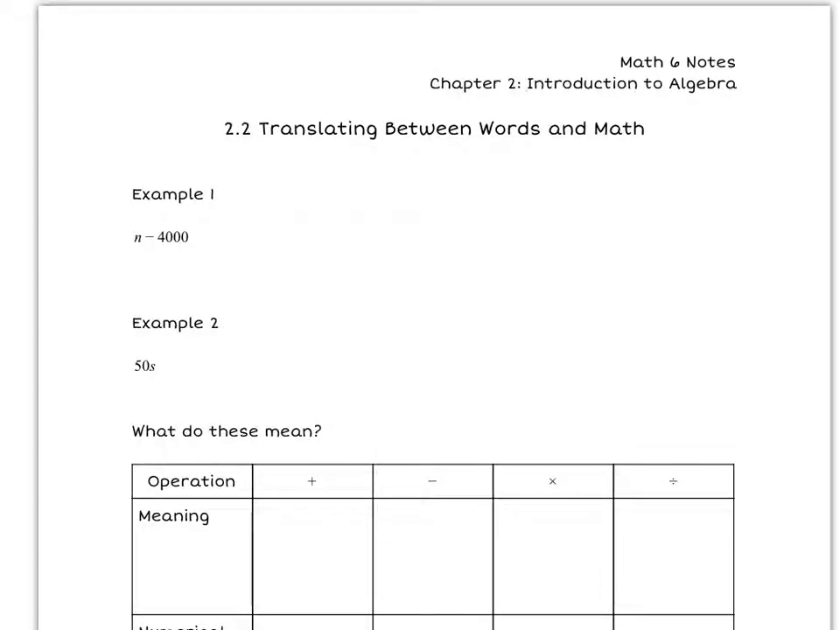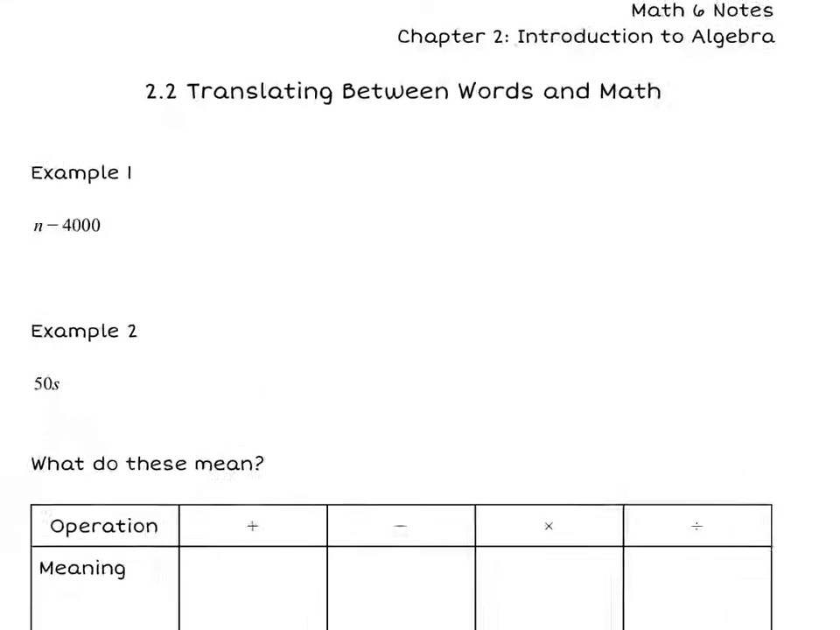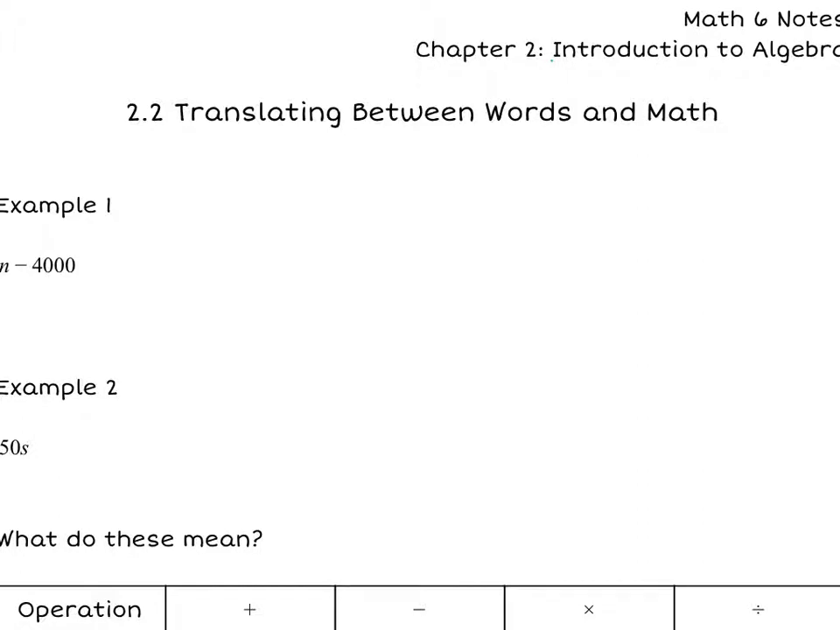All right, chapter 2, section 2, translating between words and math. And by math, I mean numbers and symbols. So what are those numbers, what do we call those in words as opposed to writing a symbol?